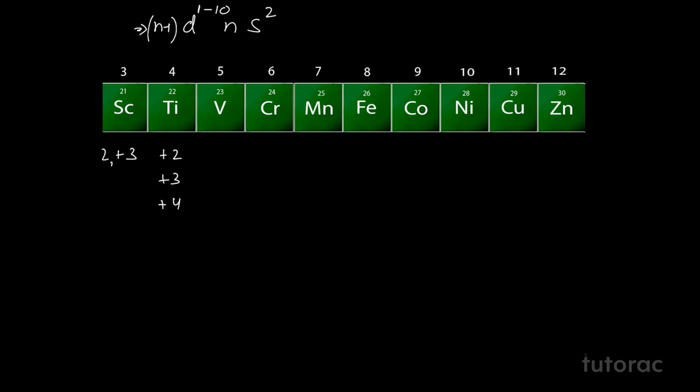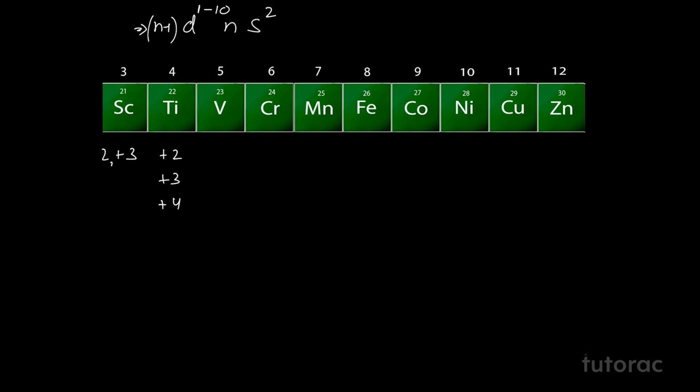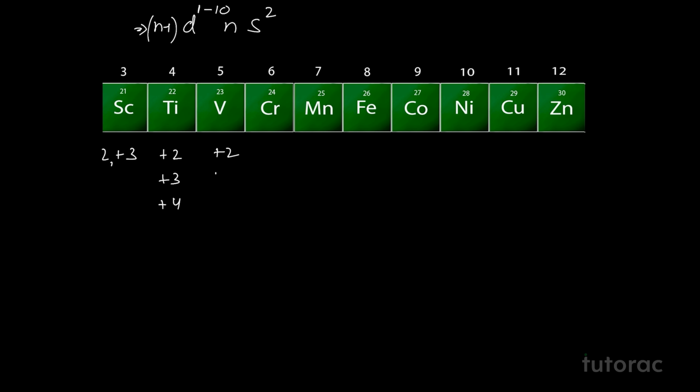Now here, vanadium, what would be its electronic configuration? If you recall, it was d3s2. That means it has overall 5 electrons, so all of these can actually go. So it can show +2, +3, +4 and +5. That would lead it to have d0, which would be very stable. Similarly, when it comes to chromium, it goes from +2 to +6.